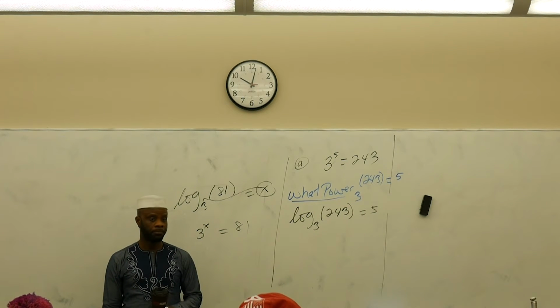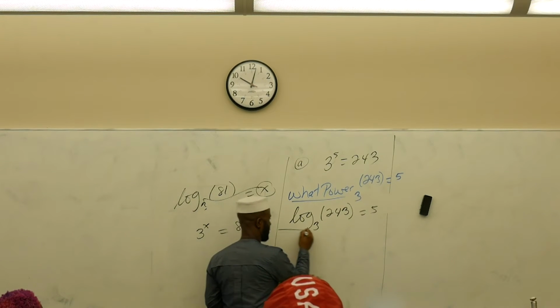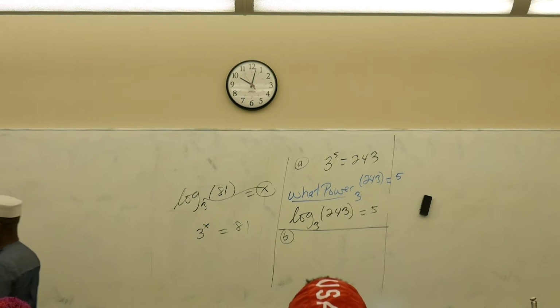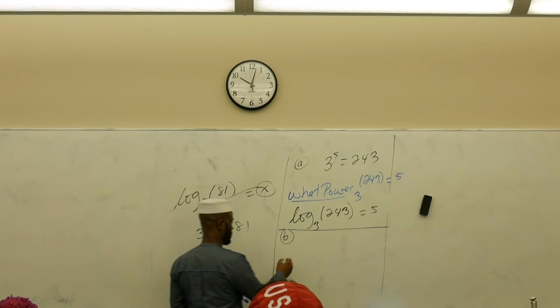You ready for B? Okay, let's do B. Problem B says 6 to the negative 3 is 1 over 216.